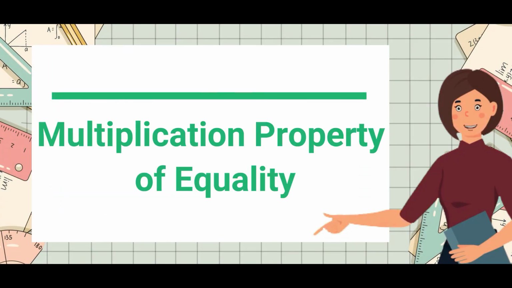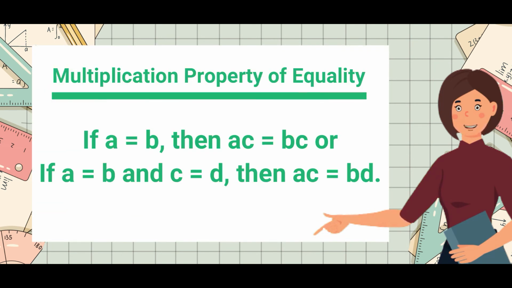Next is the multiplication property of equality. This property states that when we multiply both sides of an equation by the same number, then the two sides of the equation remain equal. So if A equals B, then A times C equals B times C. Or if A equals B and C equals D, then A times C is equal to B times D.